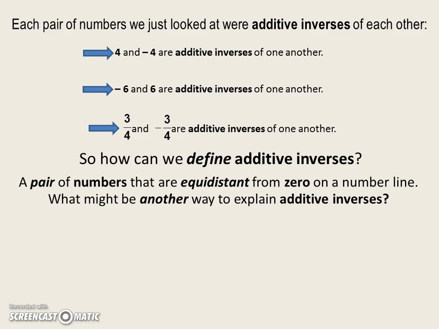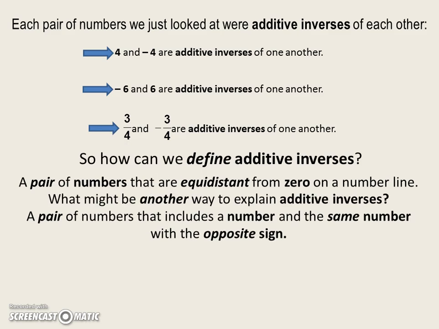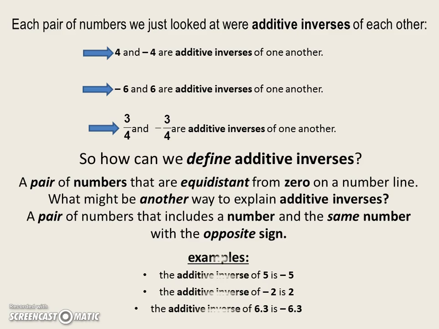What might be another way to explain additive inverses? Well, how about a pair of numbers that includes a number and the same number with the opposite sign? So for example, the additive inverse of 5 is -5. The additive inverse of -2 is +2. The additive inverse of 6.3 is -6.3.